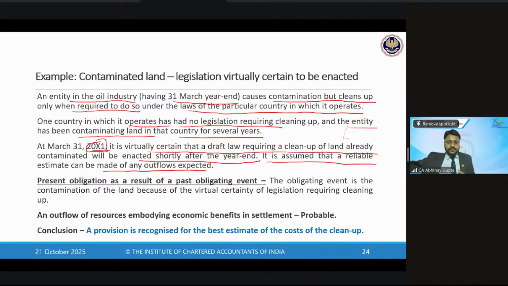Yes or no? Yes. So unless and until the default has taken place, the only provision is for the best estimate of the cost of the cleanup, correct? Yes, right. For cleanup only. Yes, right? Any questions, anybody?